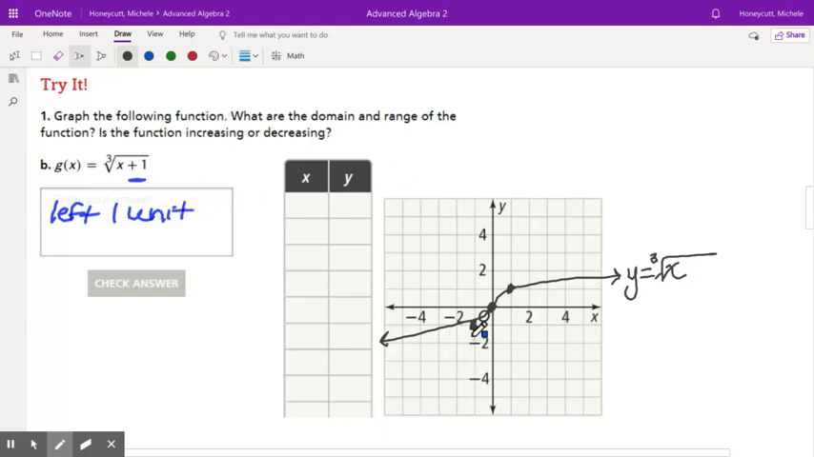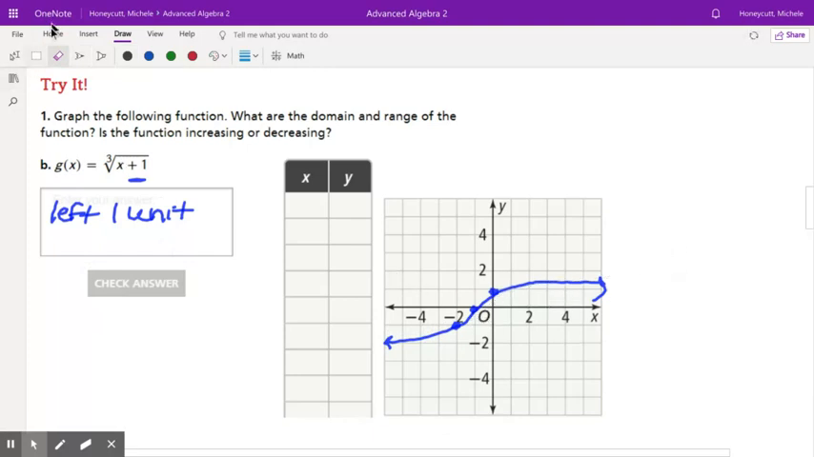So everything is shifted to the left 1 unit. So the point that was at 0, 0 goes left 1. The point that was at 1, 1 goes left 1. And the point that was at -1, -1 also goes left 1. So now my graph looks like the one in blue. It's kind of hard to see, so I'm going to see if I can erase the parent function underneath. There we go. So just so I can see g of x a little bit better.